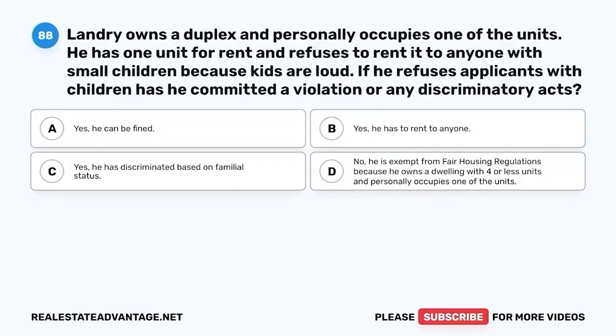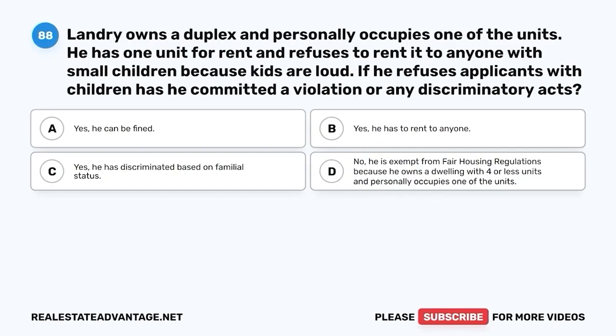Question 88. Landry owns a duplex and personally occupies one of the units. He has one unit for rent and refuses to rent it to anyone with small children because kids are loud. If he refuses applicants with children, has he committed a violation or any discriminatory acts? A. Yes, he can be fined. B. Yes, he has to rent to anyone.